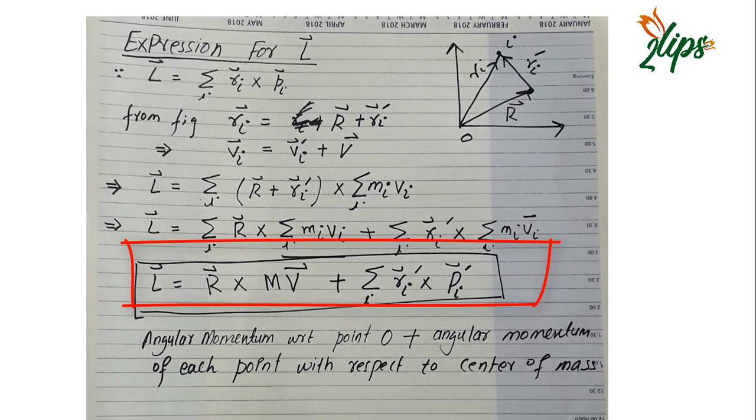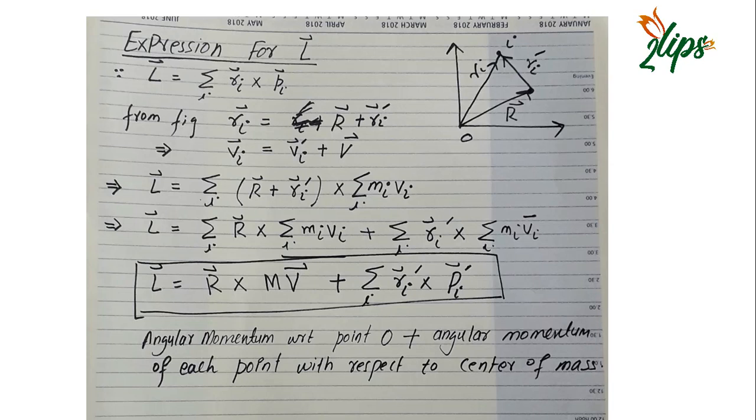It's quite obvious. And the second term is obvious, that I can write Pi prime in place of Mi Vi prime. I write this. So now the situation is like this: the total angular momentum is equal to capital R cross M into V plus the summation of Ri prime cross Pi prime. So let us explain what this is.